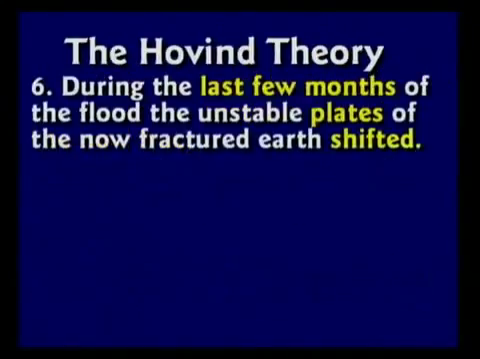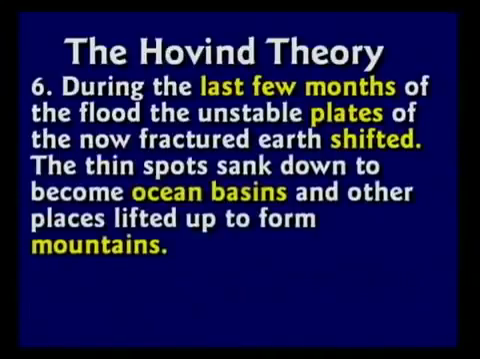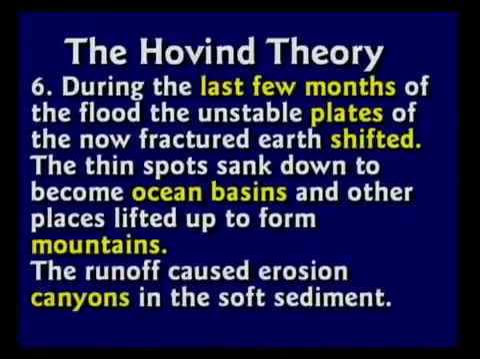During the last few months of the flood, the unstable plates of the fractured Earth shifted, moved around. Pieces lifted up, other places sank down. Thin spots would sink down, and the water would rush in, filling it in to make an ocean. The places where it lifted up would become the mountain ranges. On the way from the top to the bottom, it's going to wash out a lot of canyons in a hurry. So canyons were eroded because the sediment was still fairly soft after the first few hundred years after the flood.